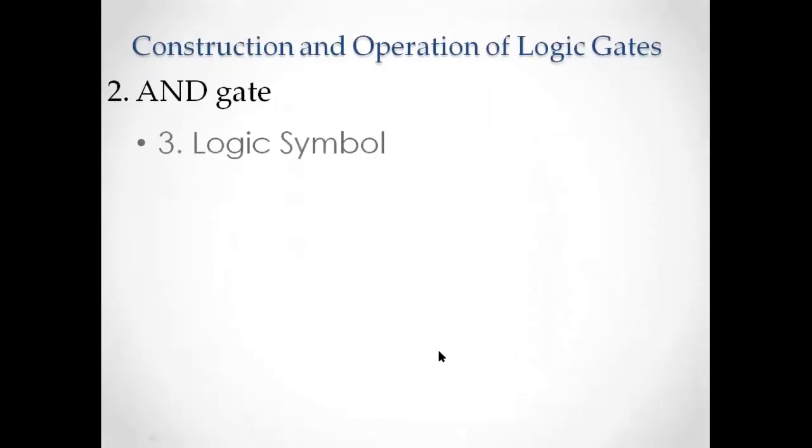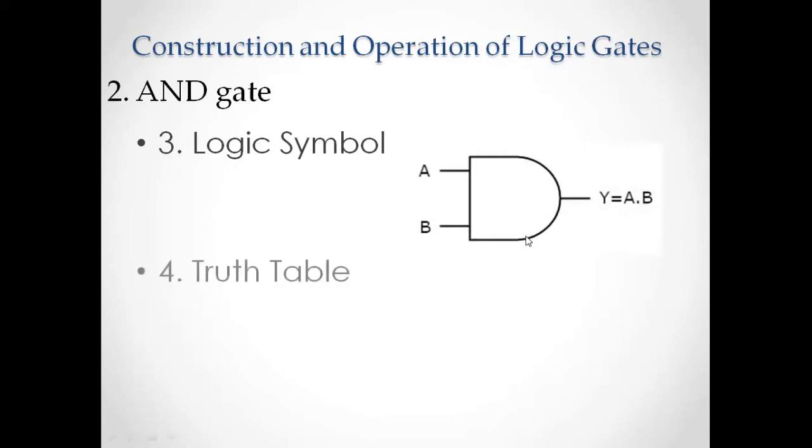Now let's see the symbol of the AND gate. This is the symbol, and the AND operation is represented by a dot. What we read is Y equal to A and B. These are the inputs A and B, and this is the output Y equal to A and B.